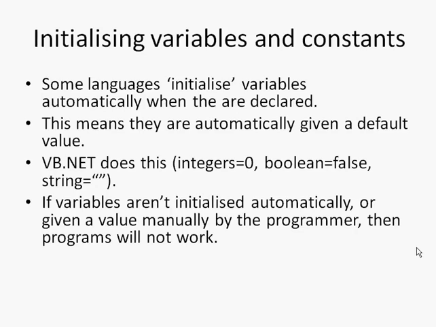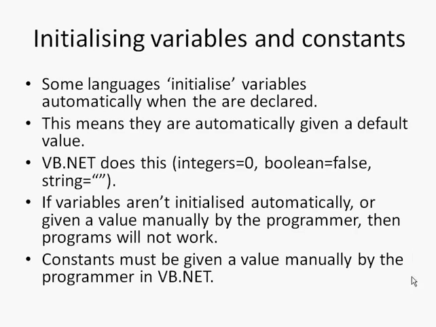If variables aren't initialized automatically for particular programming languages, or if they aren't given a value manually by the programmer, then programs will not work. And I think JavaScript's an example of a programming language or a scripting language where variables aren't initialized. Constants must be given a value manually by the programmer in VB.NET. So they aren't initialized. They have to be manually given their value.